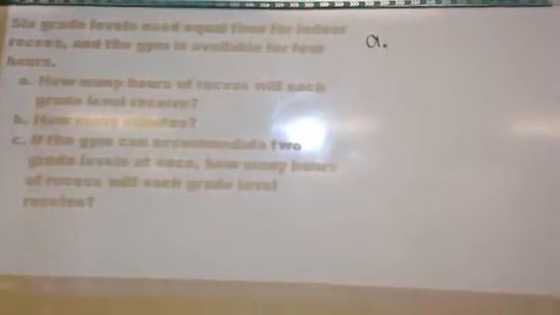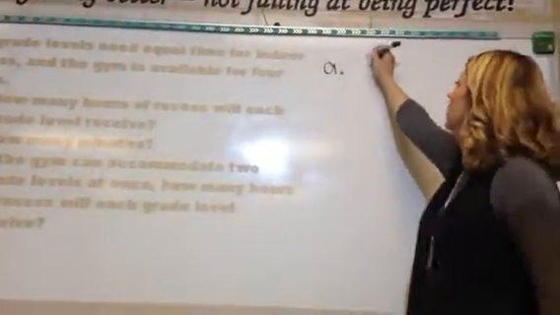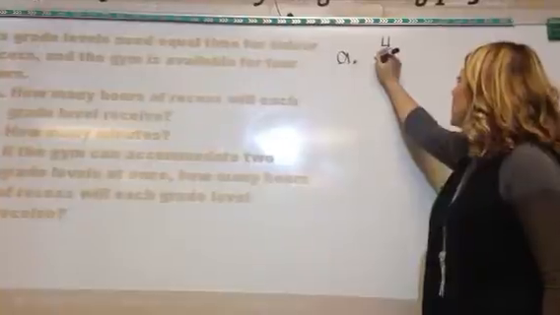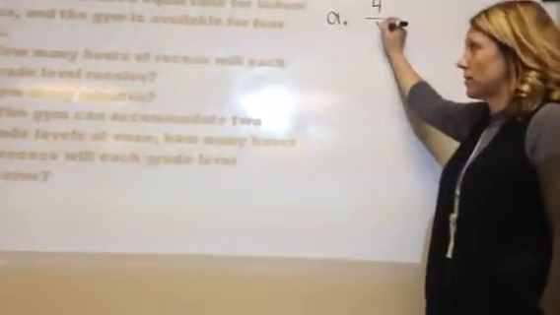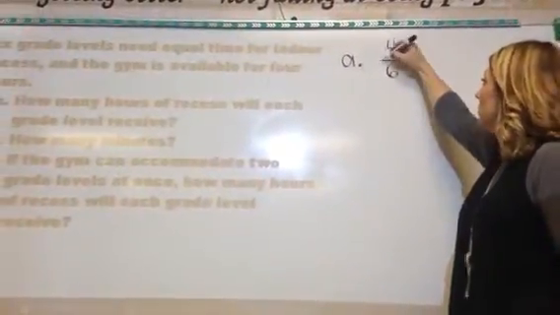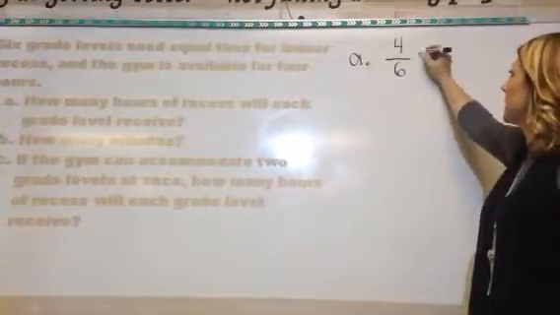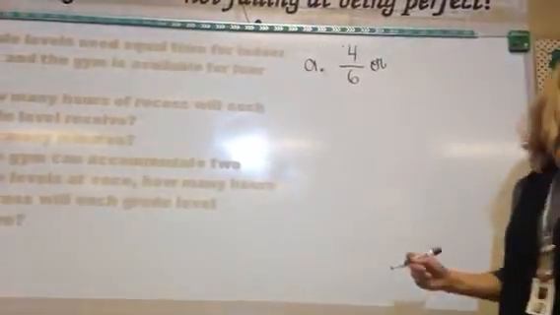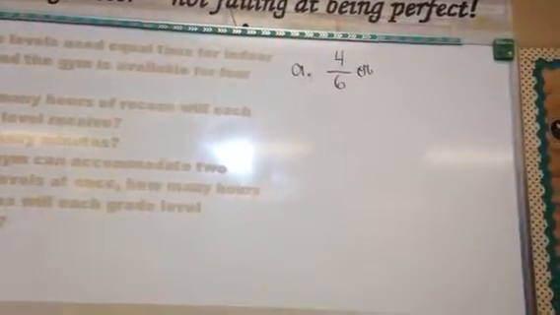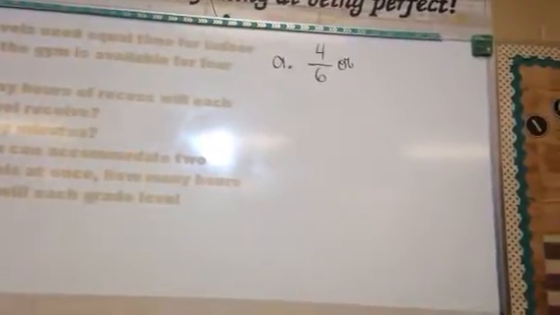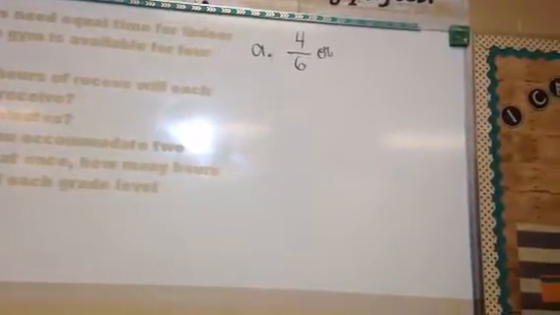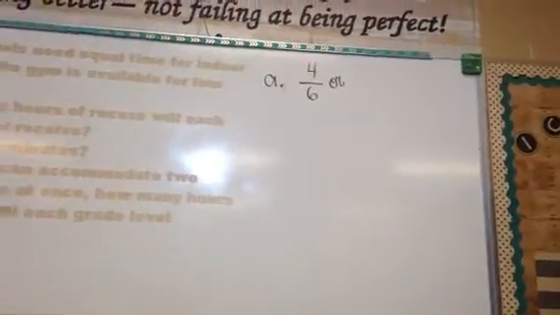The hours the gym is available. So how many hours was it available? 4 hours, and we're dividing it amongst 6 grade levels. So that's 4 divided by 6. Does anybody know another way we could write that? Cookie. 40 minutes. Yes, it is 40 minutes, but we're going to use that on part B.